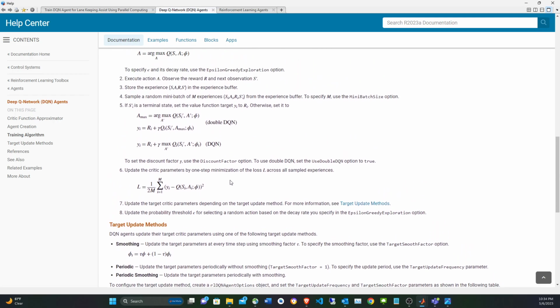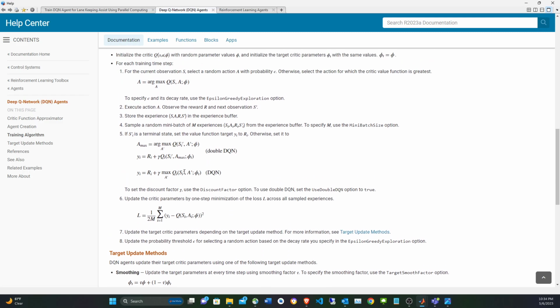So it's like having two networks. One of them is to compute the reward, another one is to get the action. So that double network helps to get better training for this particular agent.